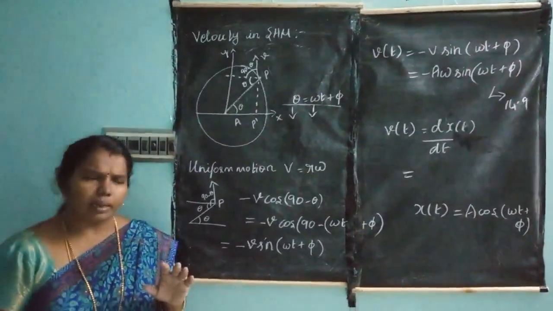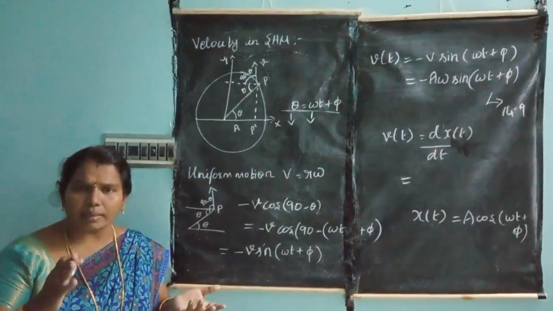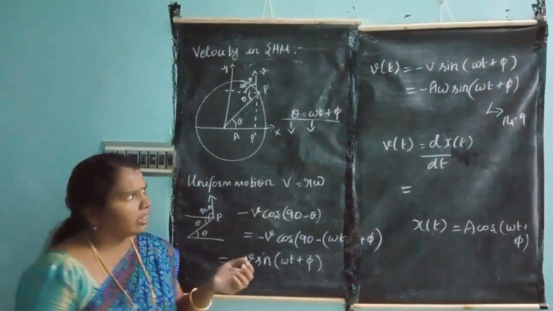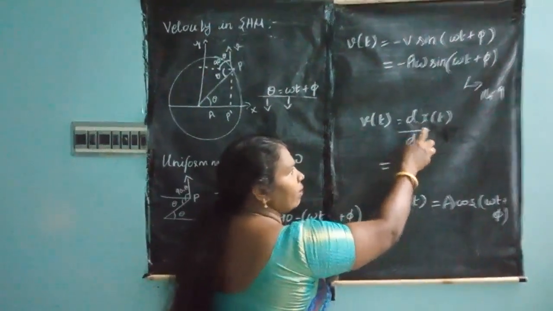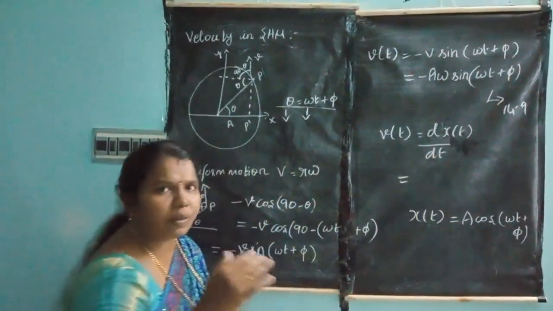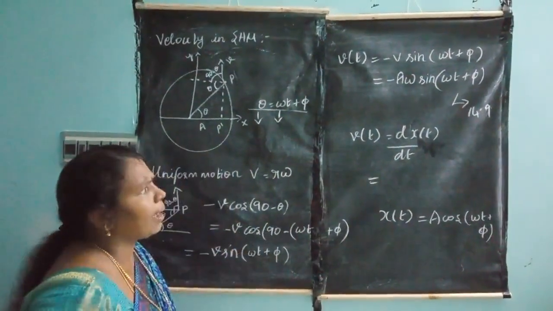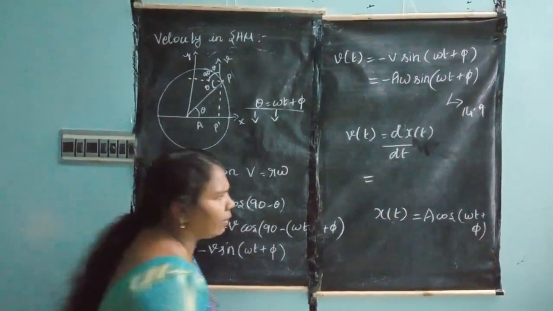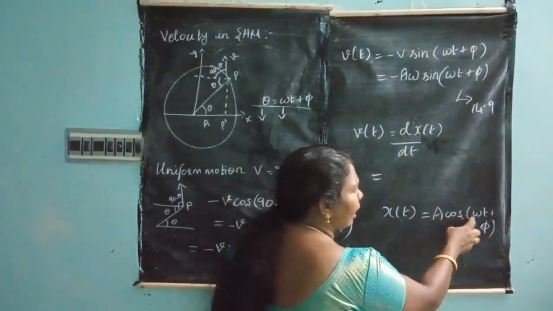In a similar direct manner you can find it out. What is the velocity? Distance divided by time taken. In the general formula, velocity is the change in position, the change in displacement, with respect to time. This is the general formula. If you use a direct mathematical expression, you can derive it, because you know that x of t is equal to A cos(omega t plus phi).